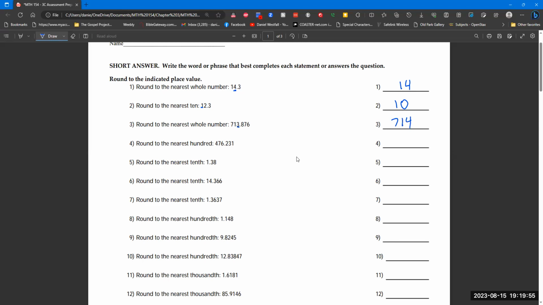Round to the nearest 100. So 100 is there. So... 470 is closer to 500 than it is to 400.